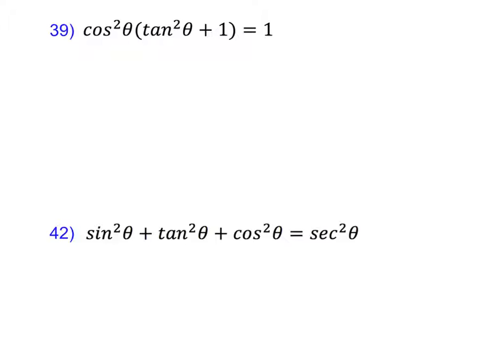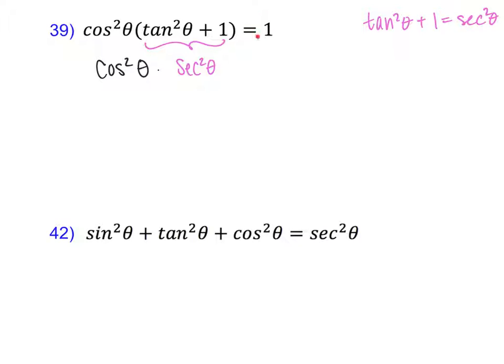So here are a few more that we can try out. This one is 39 in the homework. What I notice immediately, again, is that I have tangent squared plus 1. Previously I said that tangent squared plus 1 is equal to secant squared theta, so I can replace all of this with just secant squared theta. I'm going to bring down the cosine. These two are multiplying each other, since that was like a parenthesis.